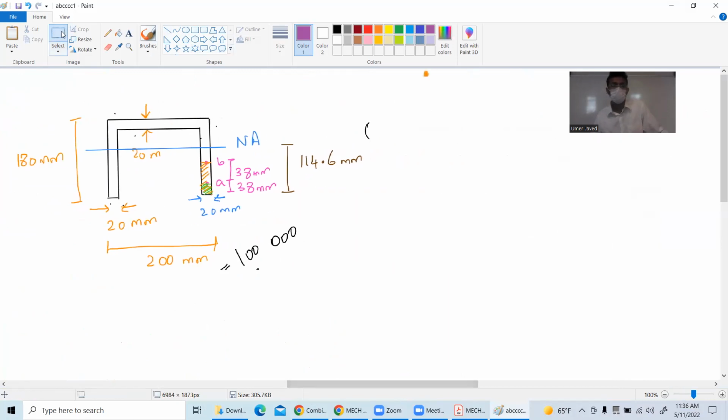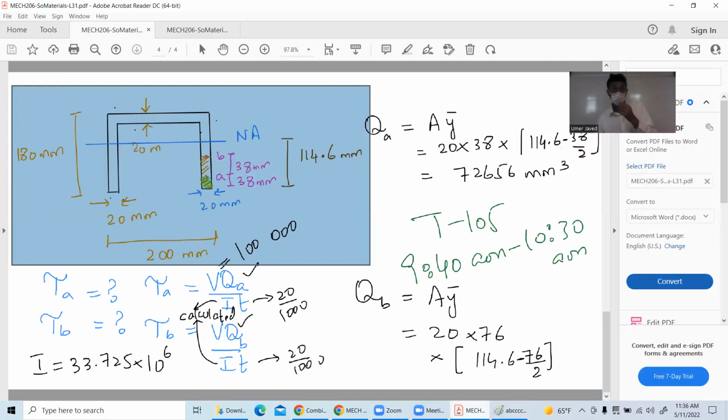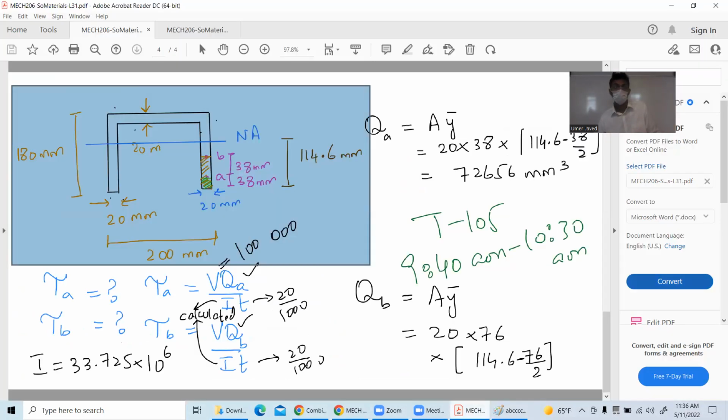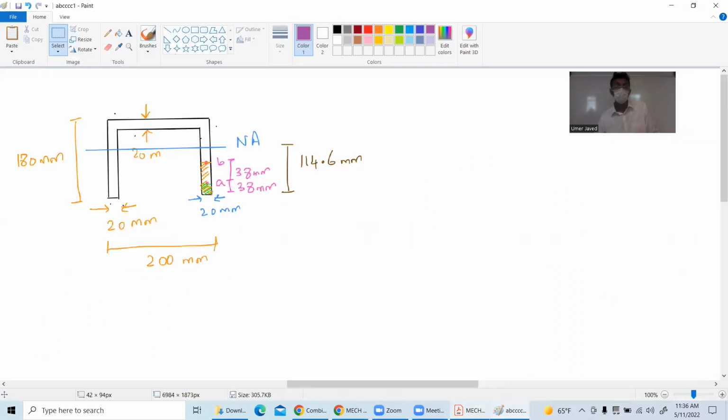Okay, so why don't all of you now? Okay, what is the problem? The problem is, find the shear stress at point A and at point B. That's the question. When you come back, we will do it.